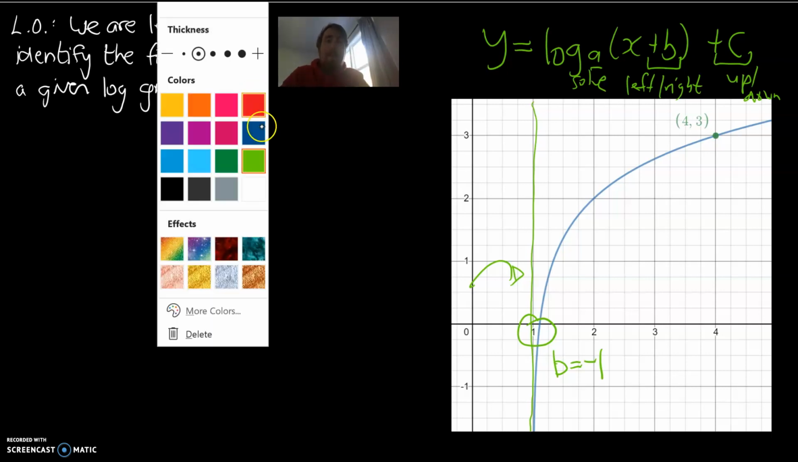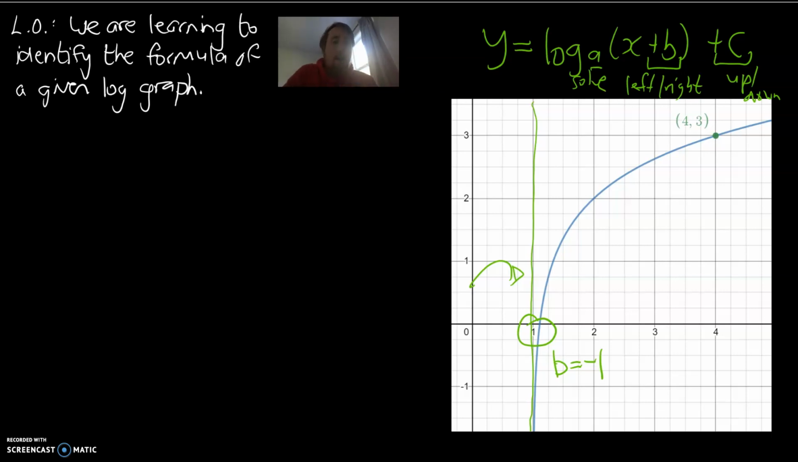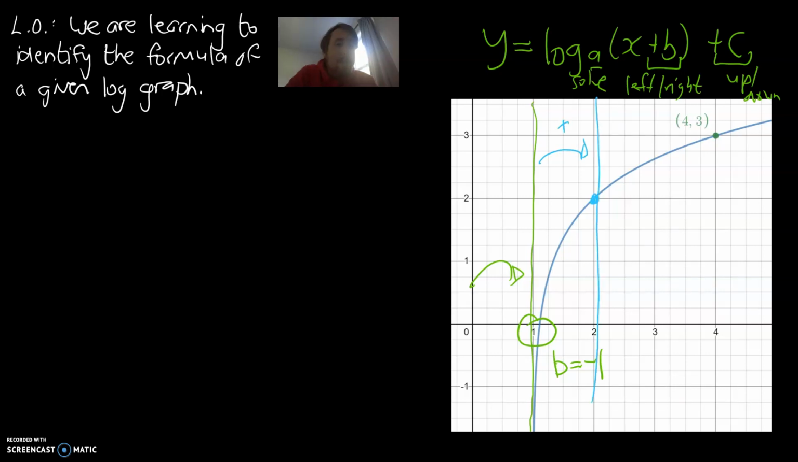The next step that we're wanting to do, we're now going to increase our asymptote by 1. So we're going to draw another line, and that's going to help us identify the reference point. Our reference point should normally be down here at (1, 0). And what that tells us is it's been moved up 2. And that means c is going to be equal to positive 2.